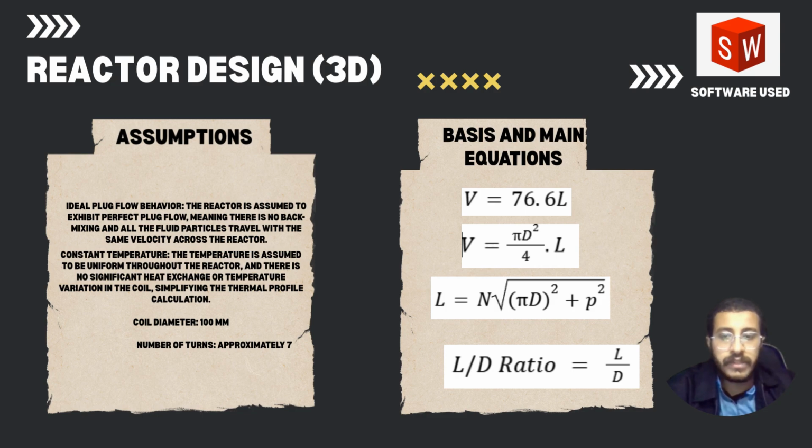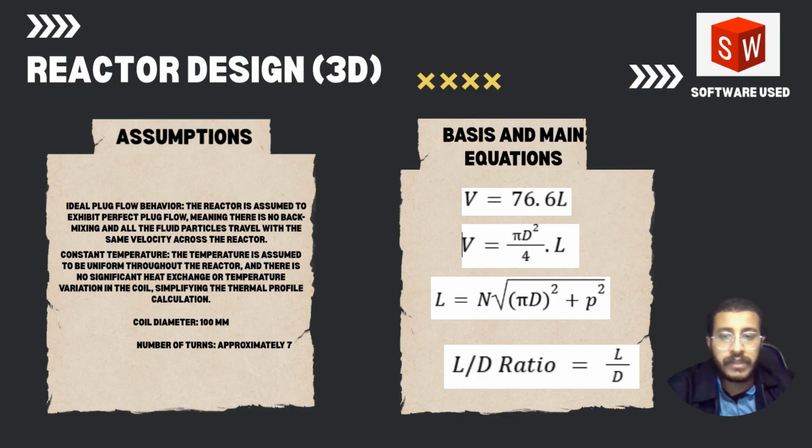So here's our reactor design, which is a PFR, and there are assumptions made: the reactor has ideal behavior, and the temperature is constant along the reactor. The diameter and the number of turns of the coil are also assumed. On the right side are the basis and the equations used in the calculations.